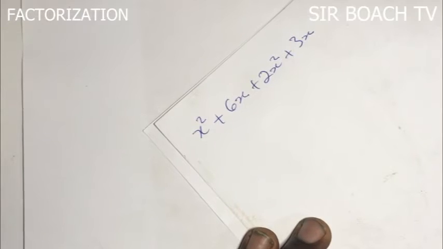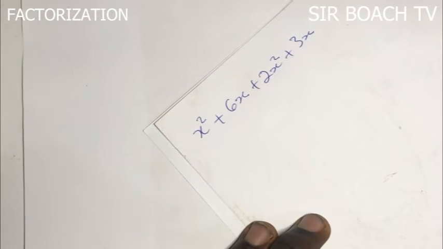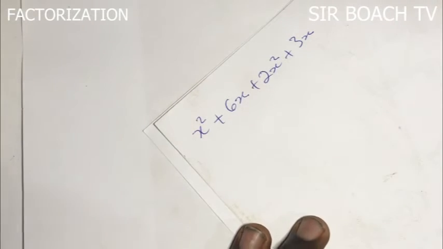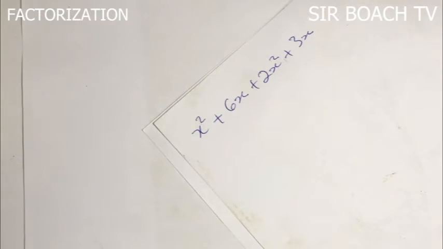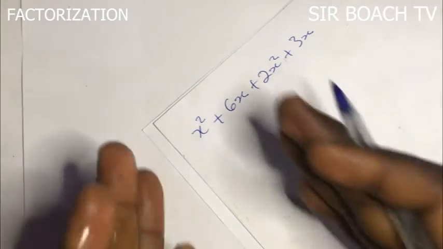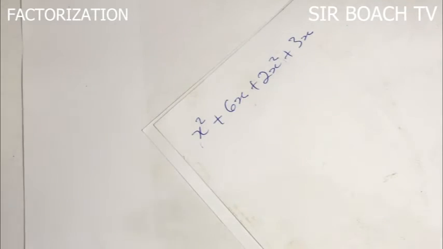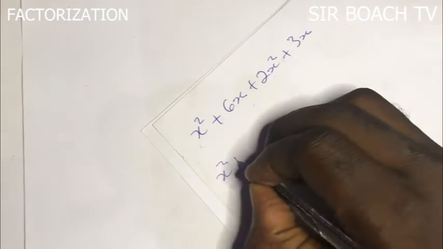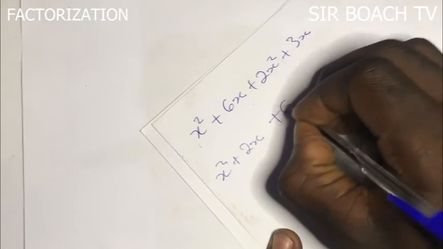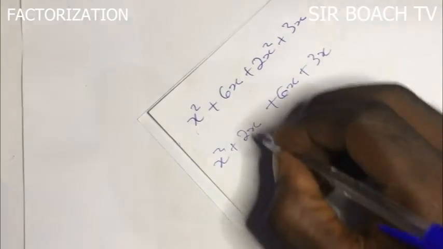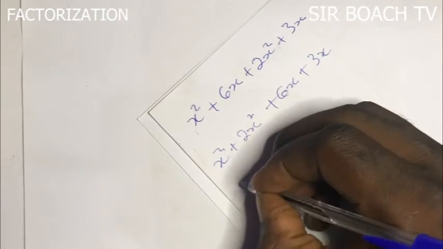All right, so with the second one, we have x squared plus 6x plus 2x squared plus 3x. Now we can see clearly that some of the terms have a square, this and that. So let's bring those ones together and leave the ones without the square together, because if we factorize x out of these 2, we will not get it right. So we have x squared plus 2x plus 6x plus 3x. Are we good? Then we will factorize the x squared from here.